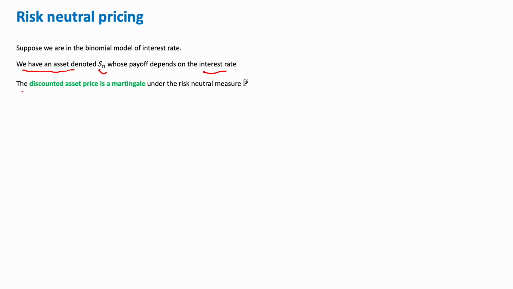So what we're saying here is a discounted asset price is a martingale under the risk neutral measure P tilde. And that means that we have this formula here. This is very similar to what we had before with stocks. The only difference now is the discounting. Instead of the discounting being outside of the expectation, the discounting is now inside, because now we're allowing interest rates to be stochastic.